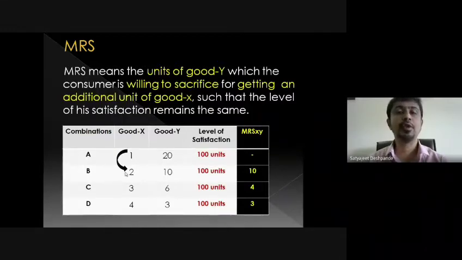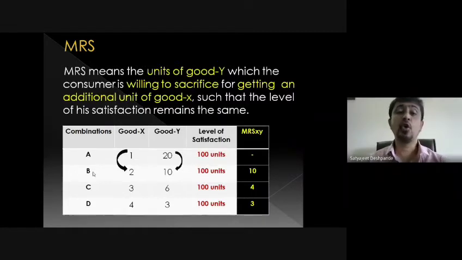Now, we want to know how many units of good Y the consumer is willing to sacrifice for getting one extra unit of good X. And the answer is 10 units. So you can see that when we move from combination A to combination B, the consumer is willing to sacrifice 10 units of good Y to get one additional unit of good X such that his level of satisfaction remains the same.